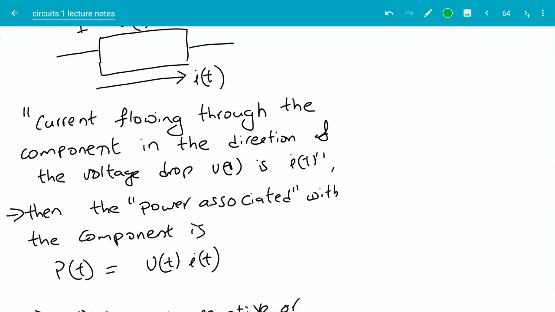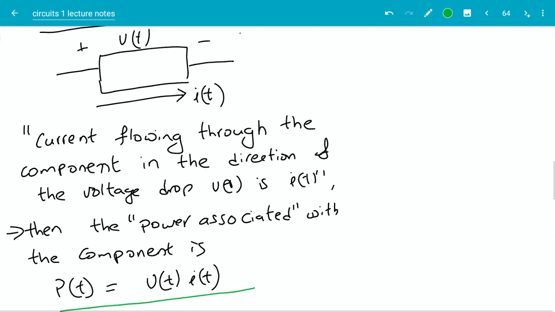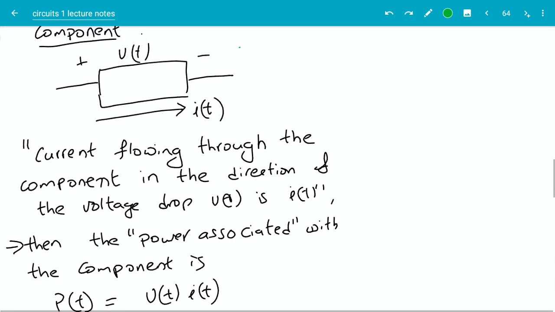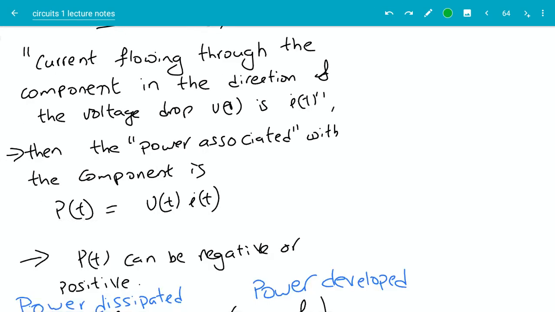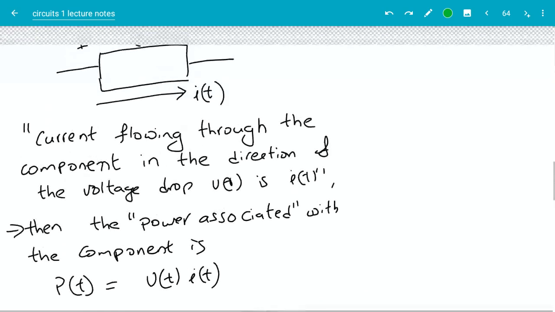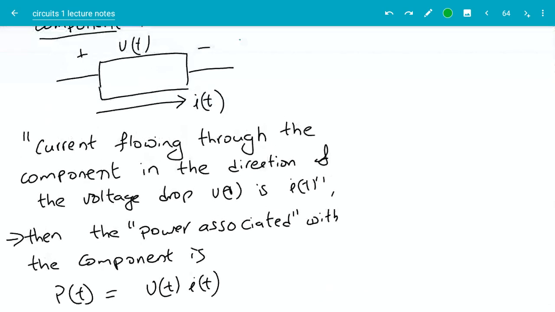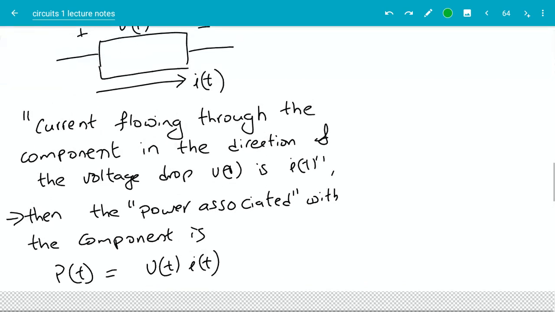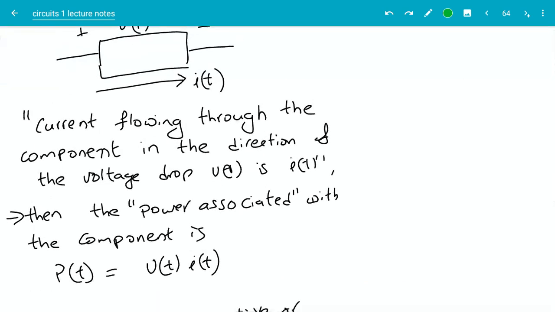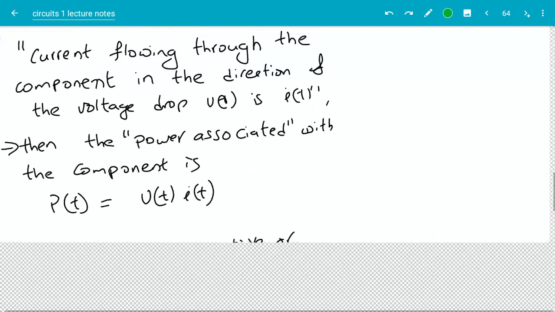The power P of t is equal to V of t times I of t. That itself could be either positive or negative, right? If it is positive, then power is being dissipated within that component. And if it is negative, power is being developed within that component. We discuss that in more detail in the video on power.